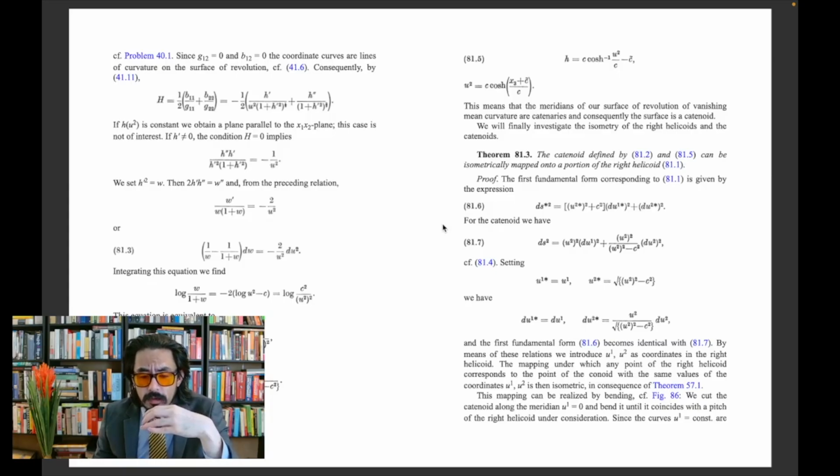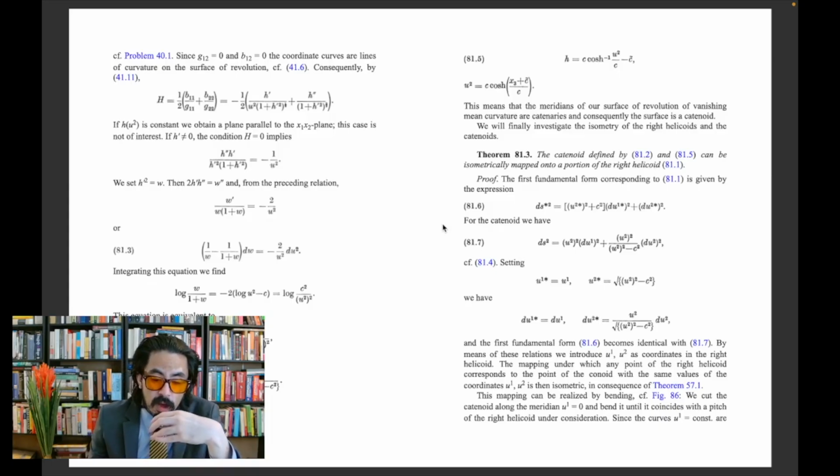Theorem 81.3. The catenoid defined by the previous expressions 81.2 and 81.5 can be isometrically mapped onto a portion of the right helicoid, which was given in the expression 81.1. The proof is as follows. The first fundamental form corresponding to the expression of a right helicoid is given by the expression ds star squared is equal to the quantity u2 star squared plus c squared closed quantity then times du1 star squared plus du2 star squared.